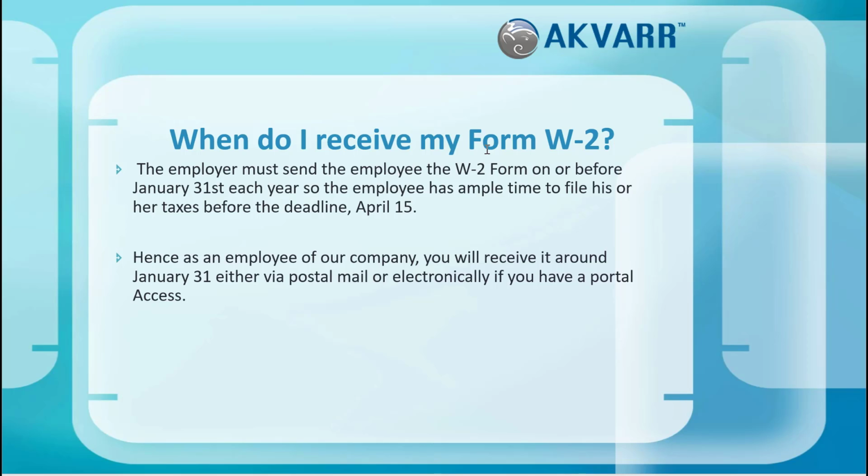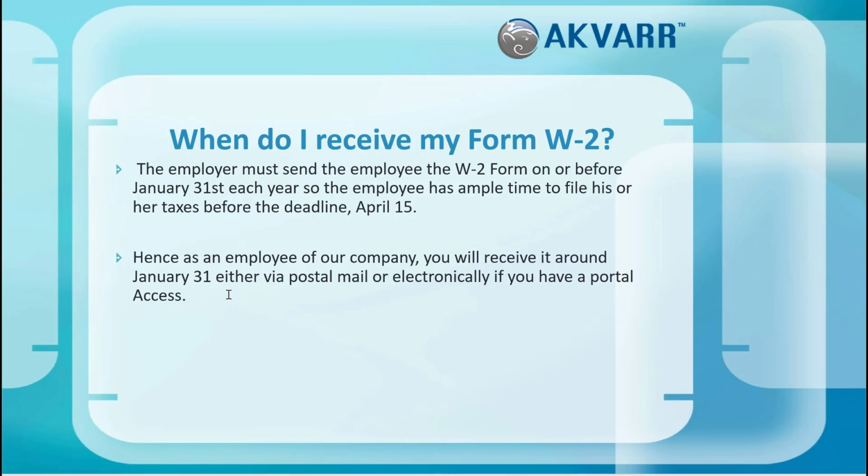That's the deadline. And so we give out these W-2 forms as early as possible, but the latest deadline for the companies to send would be January 31st. So watch out for that after January 31st or around January 31st during that time. Hence, as an employee of a company, you will receive it around Jan 31st, either via postal mail or electronically if you have portal access.